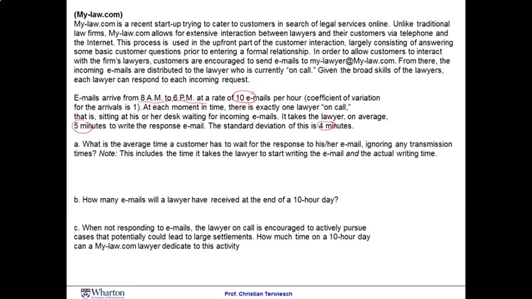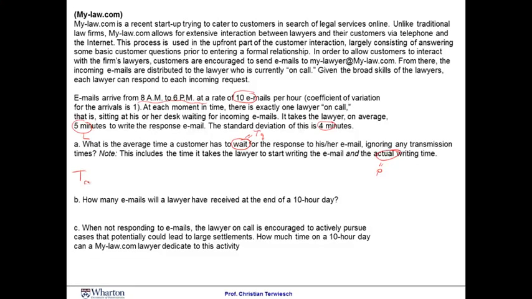Alright, this is obviously a waiting time problem. The magic word here, as you see, is wait. How long does the customer have to wait? And we want to be careful in this question because it is asking you to consider not just the wait, the time in the queue, but the customer has to wait for the lawyer to get to the email, and then the customer also has to wait for the 5 minutes that it takes to respond to the email. So we are also looking for the processing time. Now the hardest thing is really coming up with the wait time.